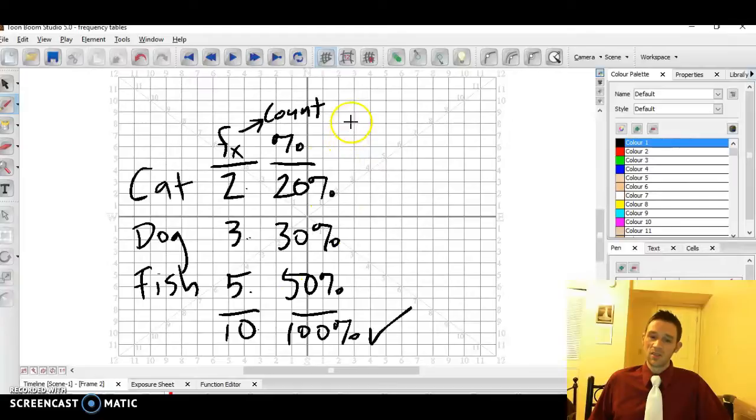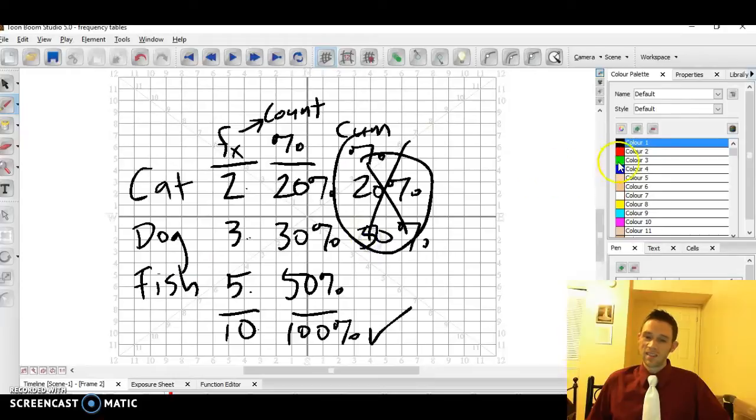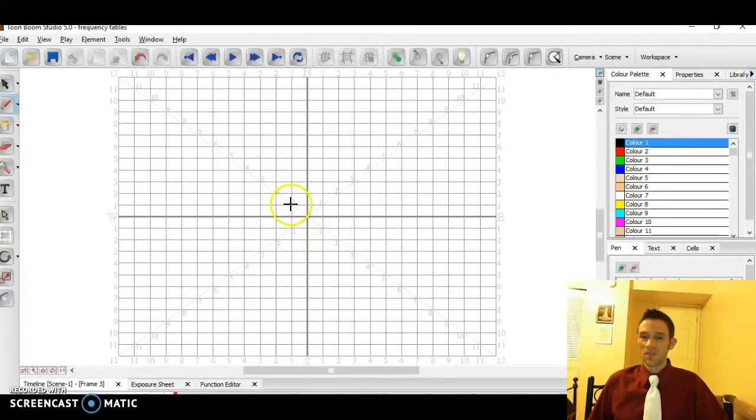So the next thing that we do is a cumulative percent. And that means we add up everything to a certain point. But it doesn't make sense to do here. For example, everything up to cat is 20%, and everything through dog is 50%. But it doesn't really make sense to say things like this because there's no order to these categories, cat, dog, or fish. So it doesn't really make sense to say everything cat through fish or cat through dog. So you want to use this cumulative column only when it makes sense to do so.